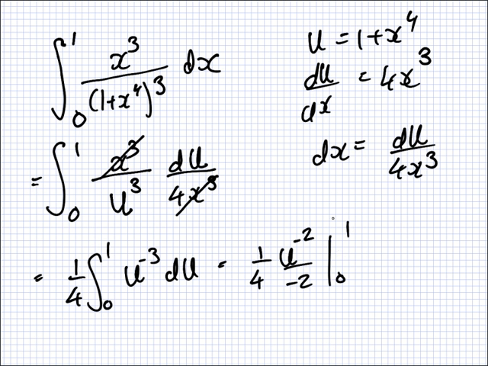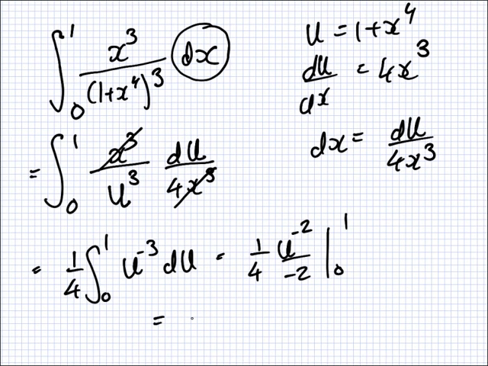Now what do we do next? We do not put 1 and 0 in, because that 1 and that 0 are for x in the original question, not for u. So we need to convert it back. So that's minus 1 over 8, (1 plus x to the power 4) to the power minus 2, 0 and 1.